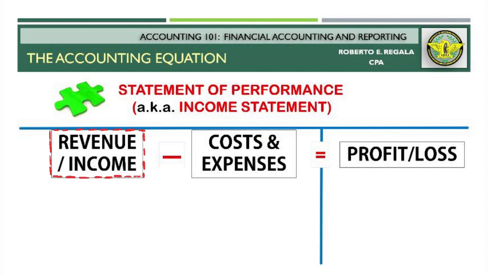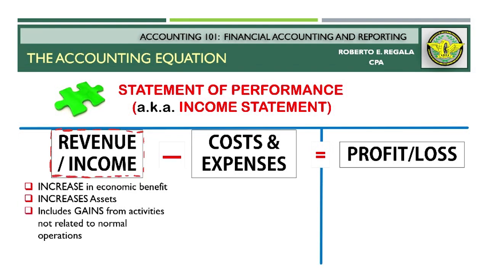Revenue also represents increases in economic benefit. Every revenue transaction increases assets. Revenue may also include gains from activities not related to normal operations, such as the sale of some computer assets by an entity producing ice cream.